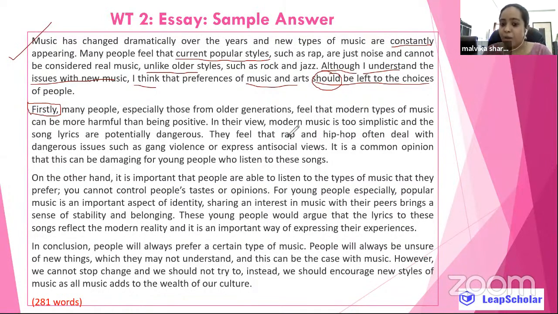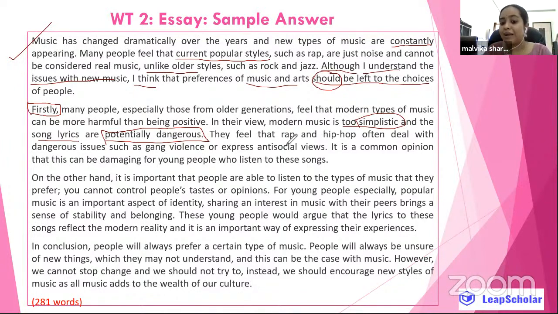In their view, modern music is too simplistic, and the song lyrics, how can it be having that negative impact? Because the song lyrics of new music are potentially dangerous. I am giving my solid opinion that modern music, the lyrics are potentially dangerous. I gave my view, I gave my opinion. Now I have to back it with a solid example. So when I'm calling something so dangerous, I need to back it up, right? I'm backing up with an example.